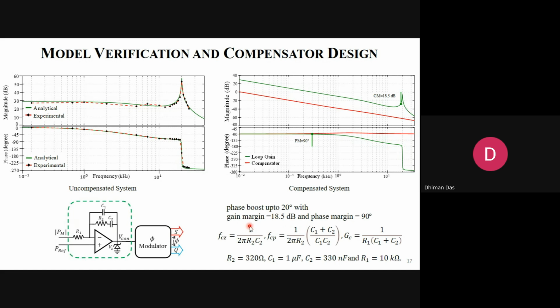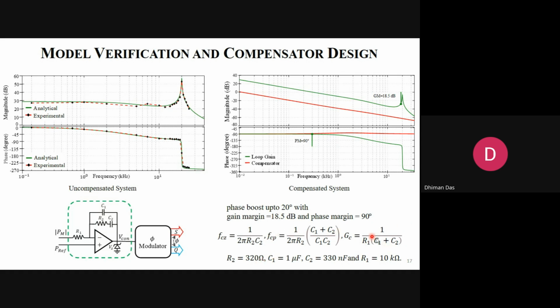So I can still get 18.5 dB of gain margin and a phase margin of 90 degrees. So I can still have some phase boost of 20 degrees. And this is the controller circuit. If you analyze the pole and zero of this circuit, you can have this pole equation and zero equation in terms of the resistance and capacitor.